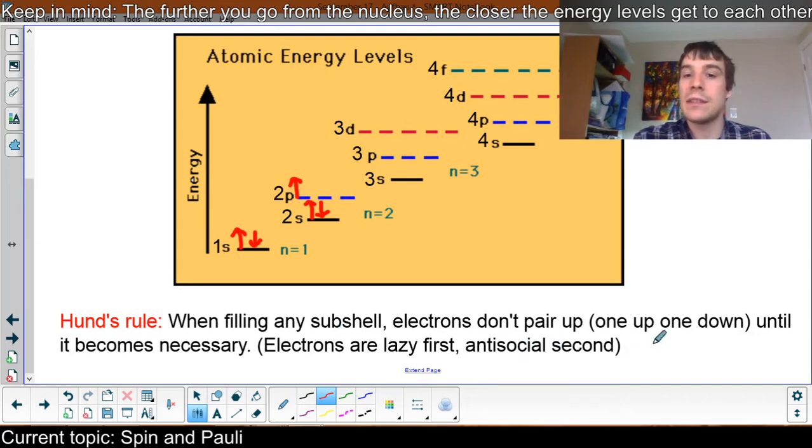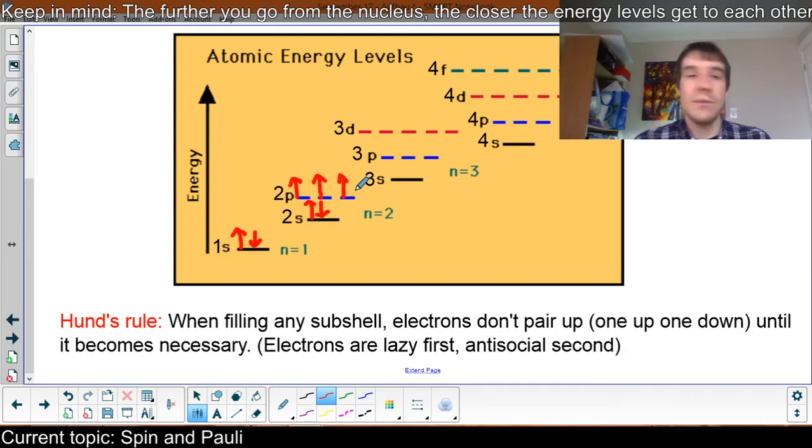Second part of Hund's rule says that they're antisocial second. So instead of going next to this one, it'll take up its own orbital because that is slightly lower energy than being paired up with this guy. Just a tiny bit lower energy, but enough to make it go into that orientation instead of that. And then this one will obviously go in there.